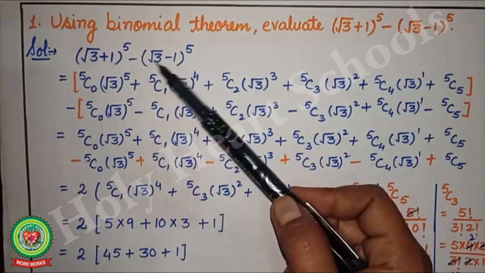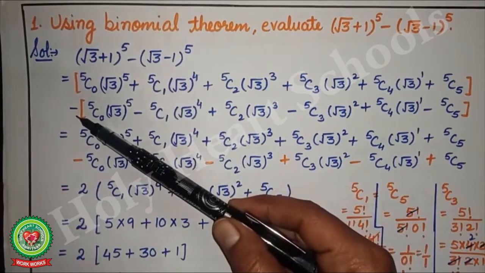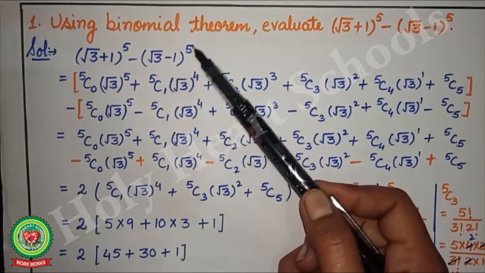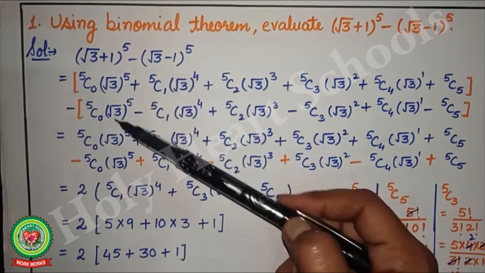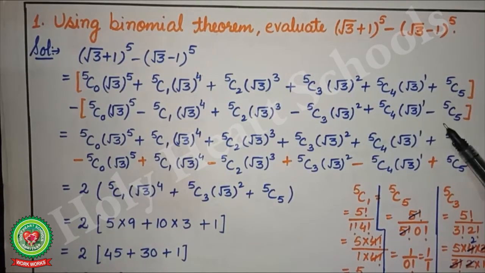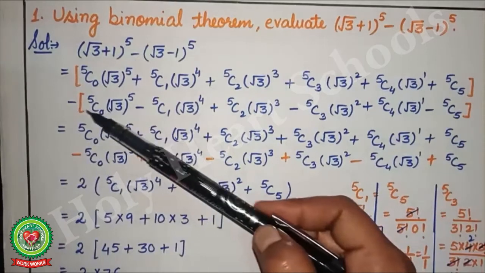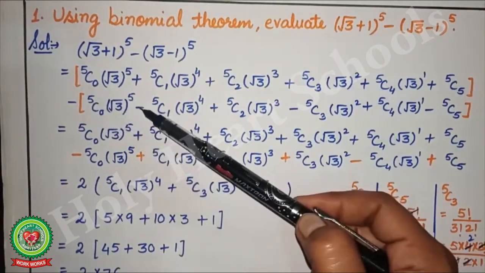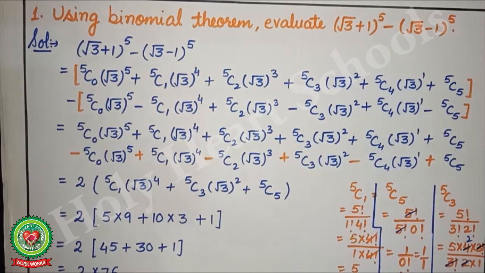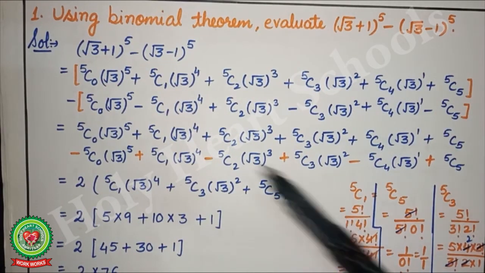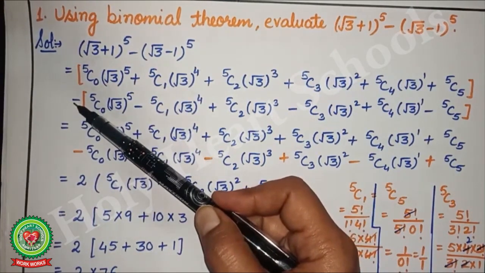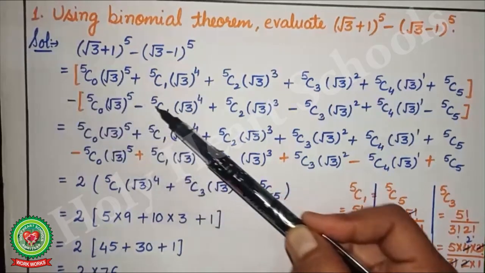Now the second one. Firstly put the minus sign outside the bracket. Then apply the theorem in the second. So it is (root 3 minus 1) raised to power 5. The same terms will be there, and only the alternate sign will change. So the first term we start with plus, minus, plus, minus, plus, minus, in this way. Now, when you open the bracket, the outside sign is minus, so it will change the sign of the inner terms.